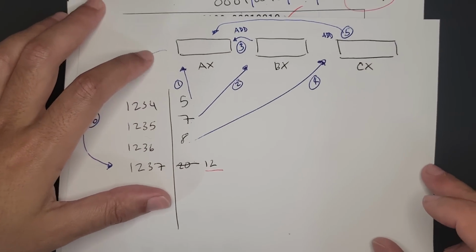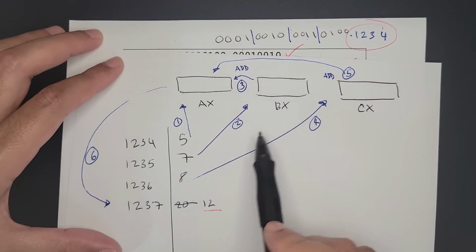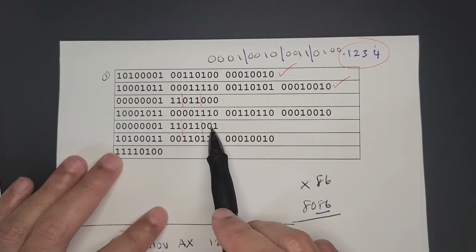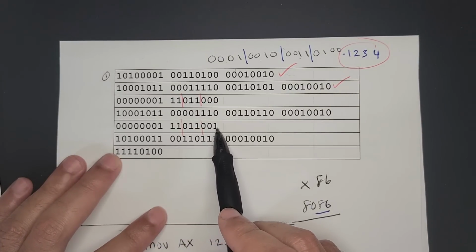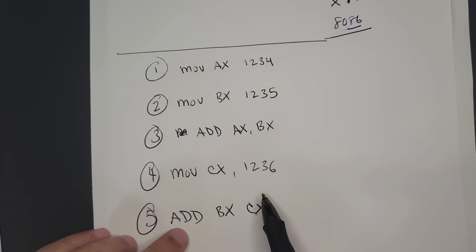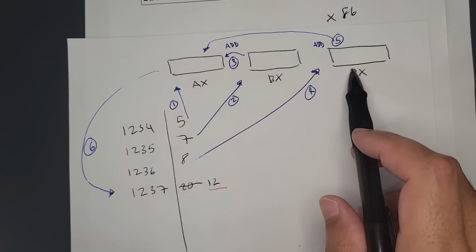If we look at step 5 here, we can find our problem. We really wanted to move what's in CX to AX, but we accidentally put the wrong bit here, right? This should be a 0, and we put a 1. So this is a bug. We're adding to BX CX, and really we should be adding what's in CX to AX.